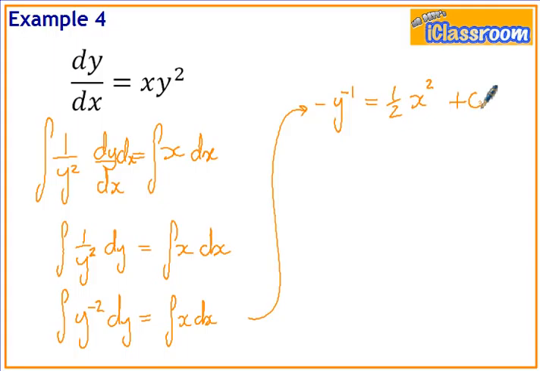Okay, again we can look at rearranging this. So for instance I can say that this is minus 1 over y and this is 1/2 of x squared plus c, and I could manipulate my y's and divide through and so on and so forth, but I'm just going to leave it at that.